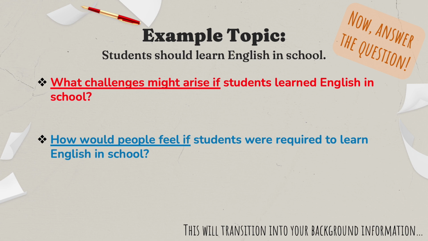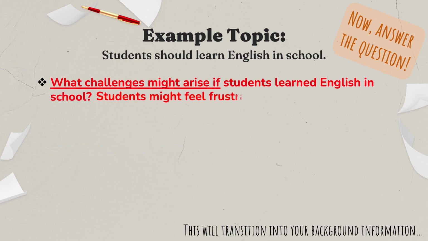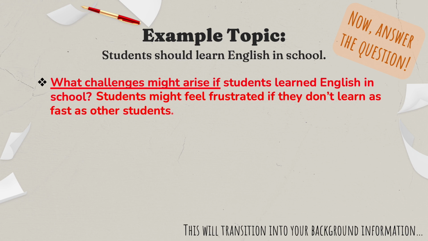Now we have our second question. What challenges might arise if students learned English in school? Again, you must answer the question. Students might feel frustrated if they don't learn as fast as other students.